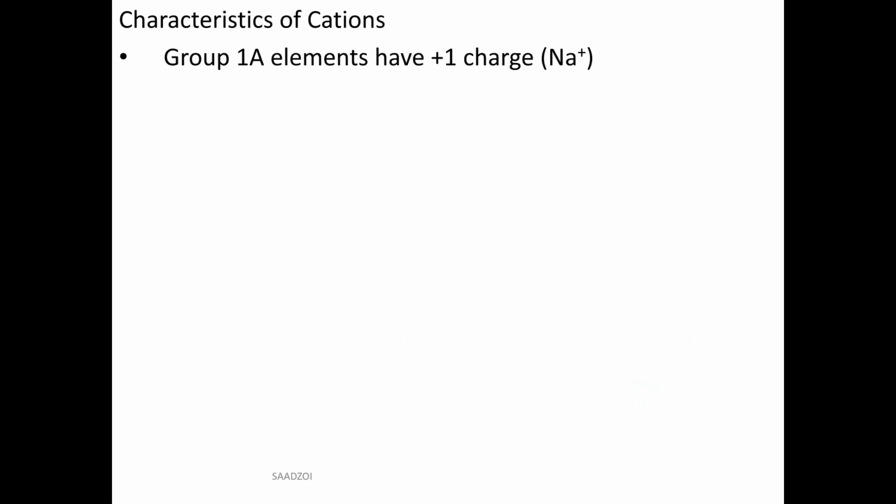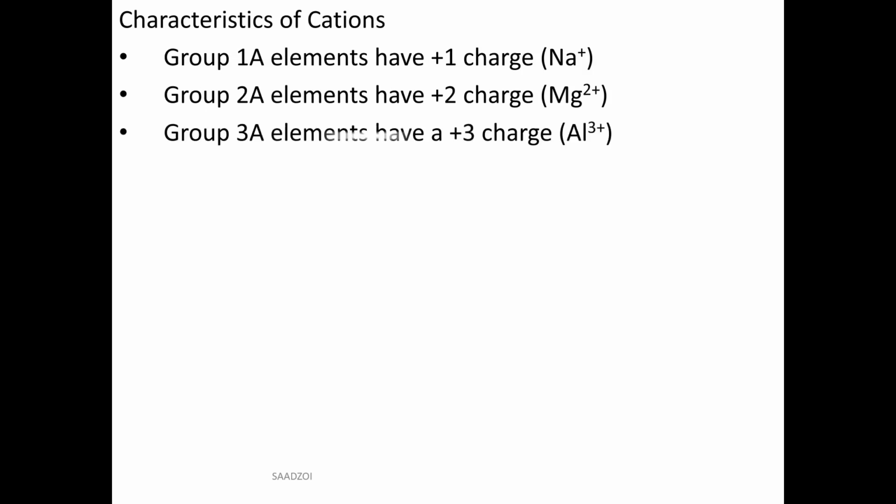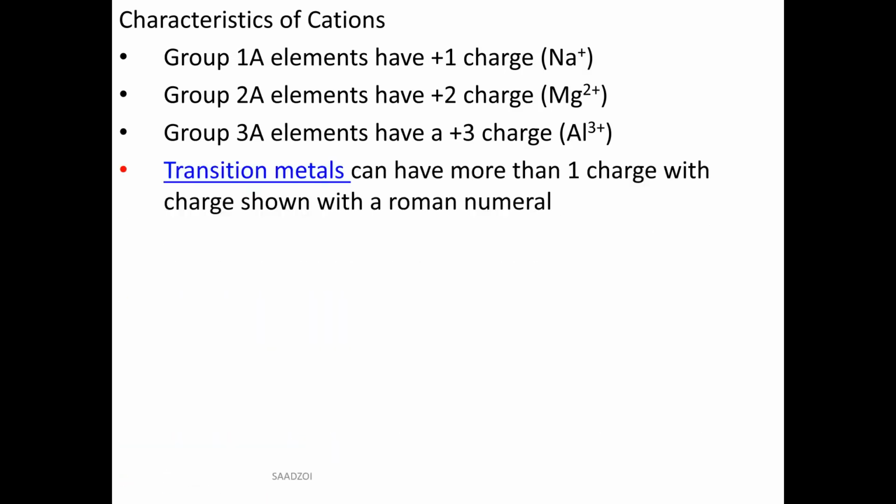Charges of cations. Group 1A elements are positive 1. Group 2A is positive 2. Group 3A is positive 3. And this is always the case. So you can just memorize these. That's always going to be the scenario.